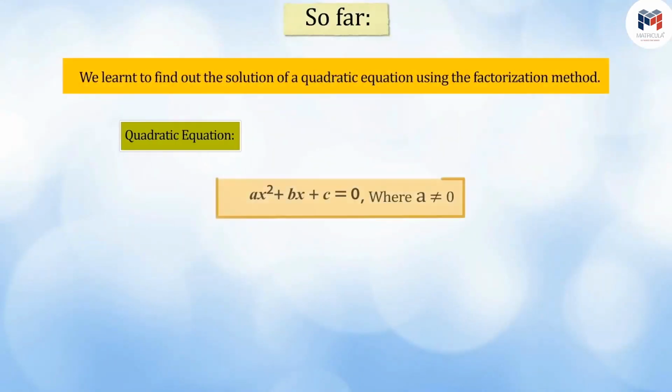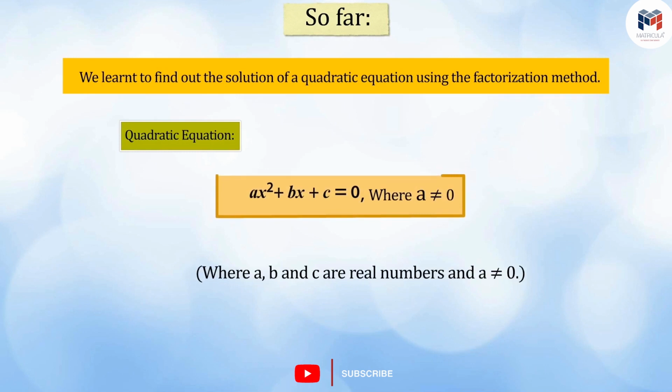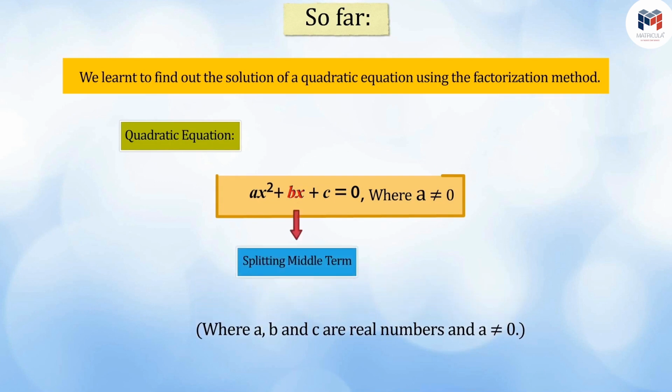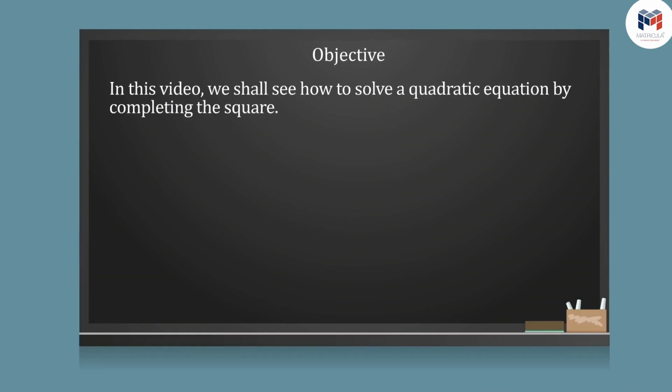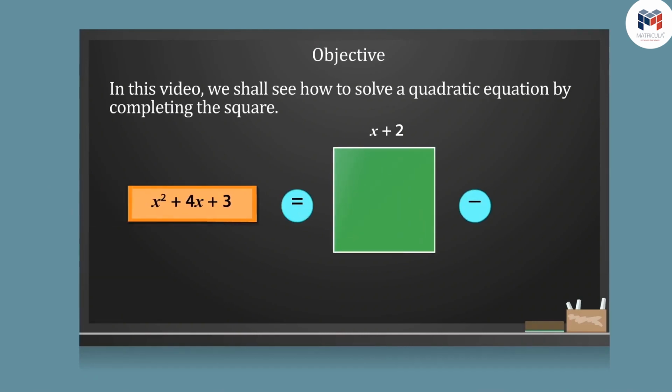In our previous video, we learned to find the solution of a quadratic equation using the factorization method, in which the middle term is in the form of bx, where the coefficient b of x is equal to the sum of two factors and the product of a and c. In this video, we shall see how to solve a quadratic equation by completing the square.